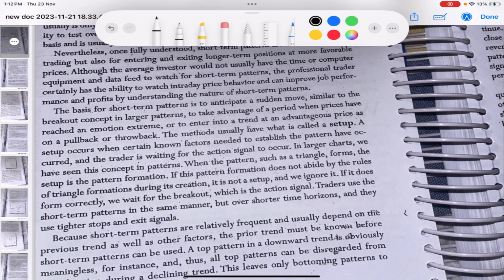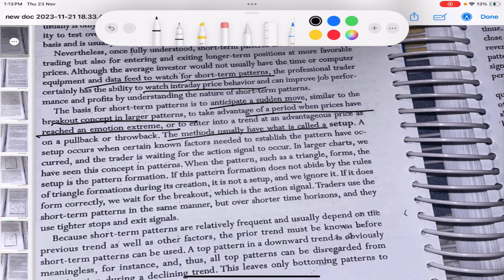The average investor would not usually have the time or computer equipment and data feed to watch for shorter time frames. The professional trader has the ability and can improve. So that's why it is always advised to also look at the shorter time frames when you are taking a trade. The basis for the short term patterns is to anticipate a sudden move, similar to the breakout concept in the larger patterns, to take advantage of a period when prices have reached an emotional extreme. Now, let's say I also exit when I look at a situation in my shorter time frame. So that will also help me reduce a significant amount of risk, obviously, right?